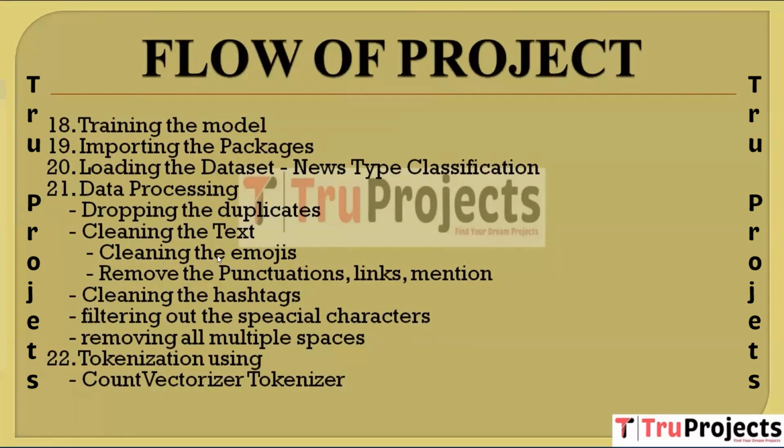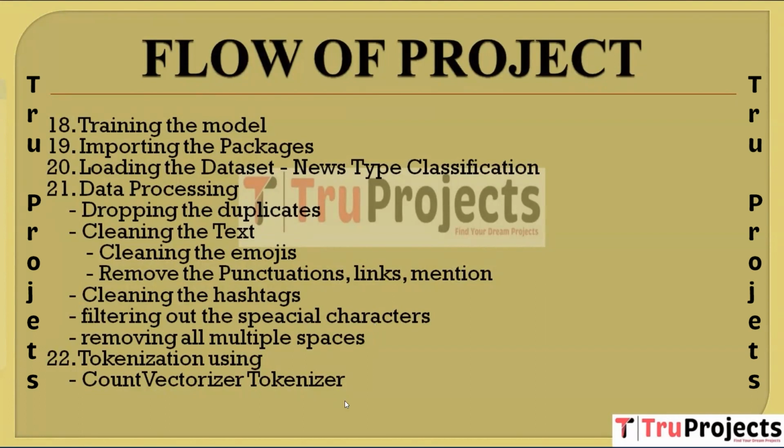Cleaning the text. In this we have cleaning the emojis. Eliminate emojis from the text. Remove the punctuation, like links and mentions. So in this, just remove the punctuation marks, hyperlinks and the user mentions from the text. Cleaning the hashtags. Remove hashtags if they are not relevant. Filtering out the special characters. Eliminate any special characters or symbols that do not provide meaningful information for the classification. Then next we have removing all multiple spaces. Replace multiple consecutive spaces with a single space for standardization.